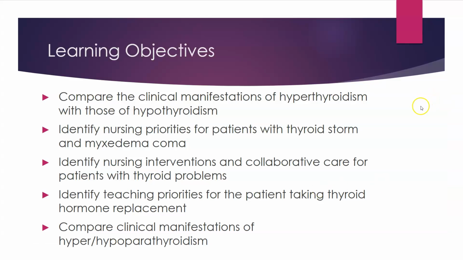Some of our learning objectives with this will be comparing clinical manifestations of hyperthyroidism with those of hypothyroidism. Look at nursing priorities for patients with thyroid storm and myxedema coma. We'll look at identifying nursing interventions and collaborative care for patients with thyroid problems. We'll talk about identifying teaching priorities for the patient taking thyroid hormone replacement, and compare clinical manifestations of hypoparathyroidism.